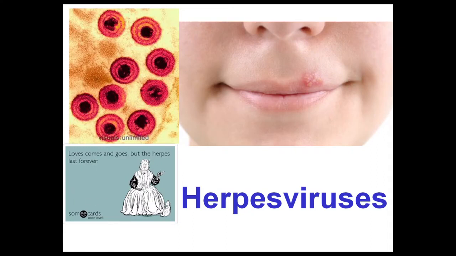So we have 8 herpes viruses, but irrespectively of the type and the classification of the herpes viruses, all of them stay with us forever. And quite often those viruses spread through sexual intercourse or kissing. As a result, love comes and goes, but the herpes lasts forever. And that is true about all herpes viruses we will discuss today.